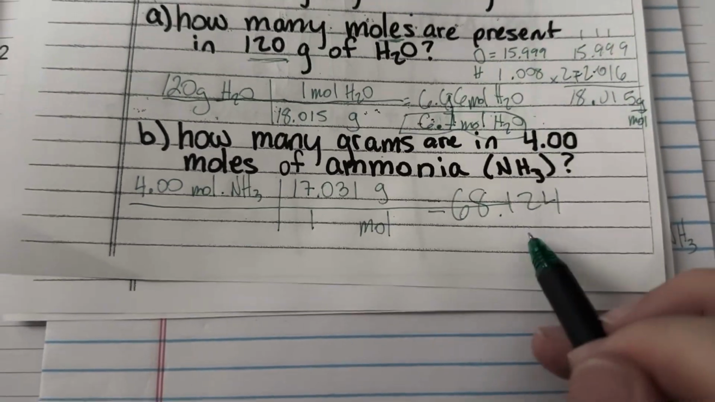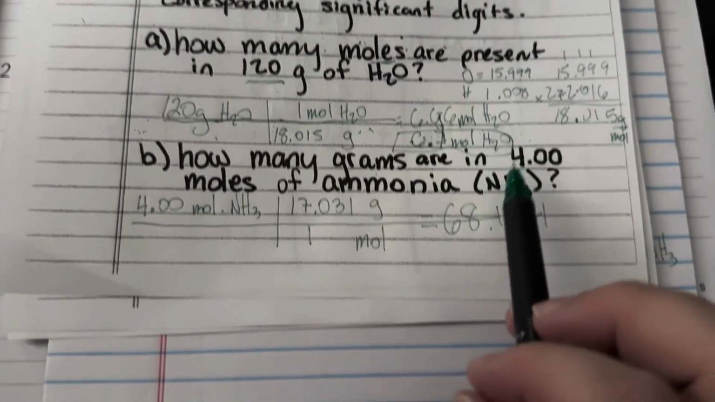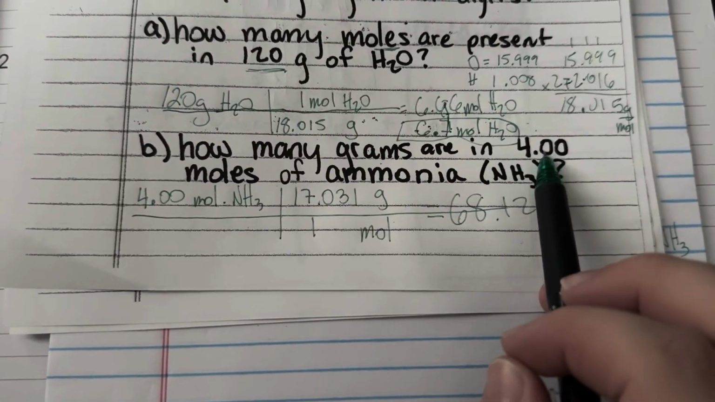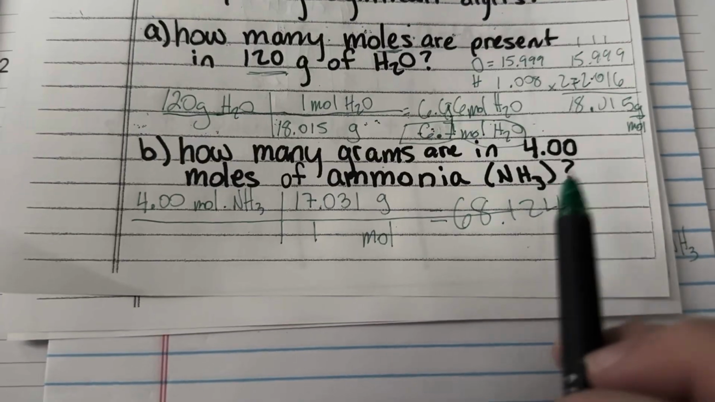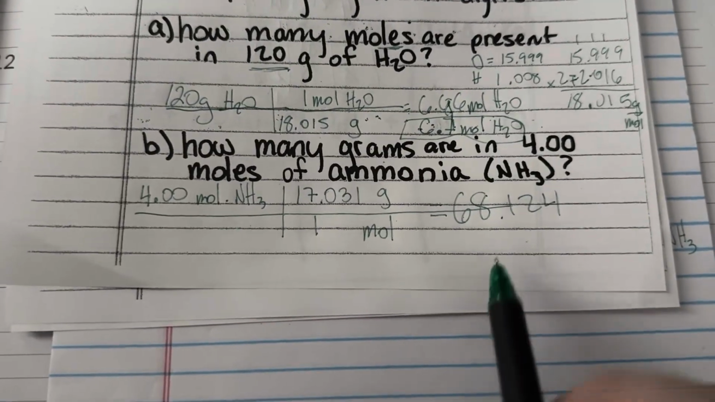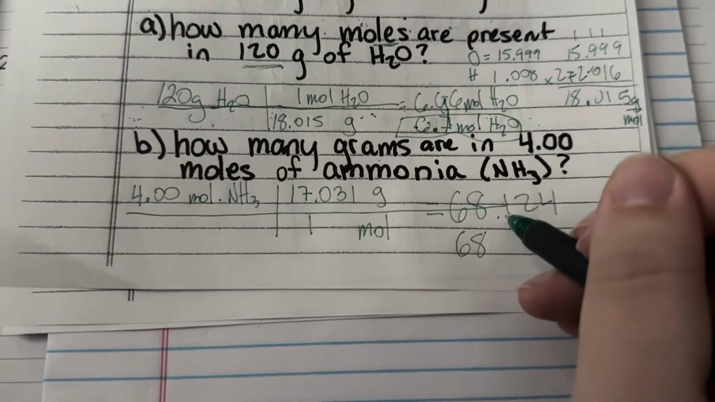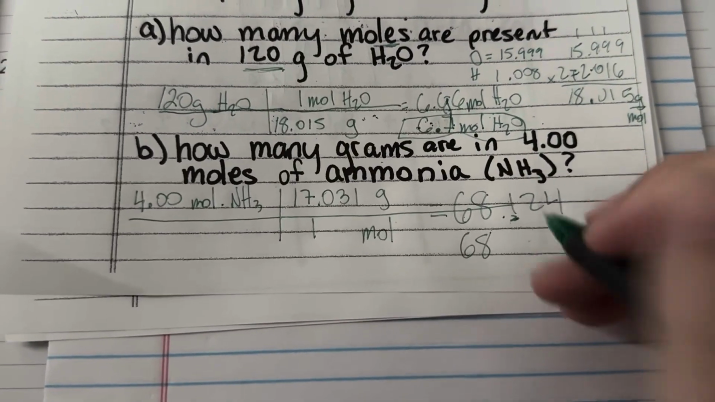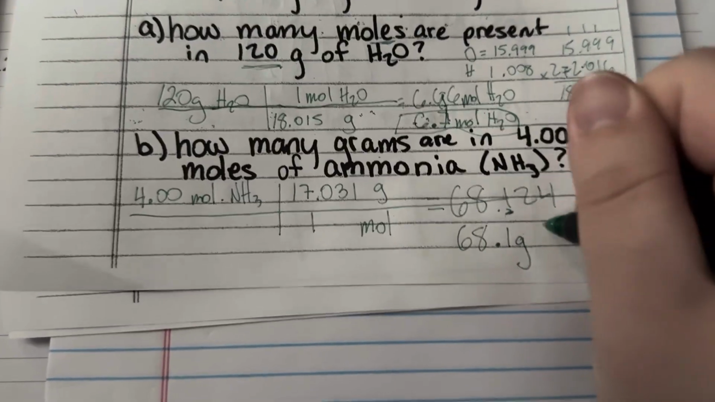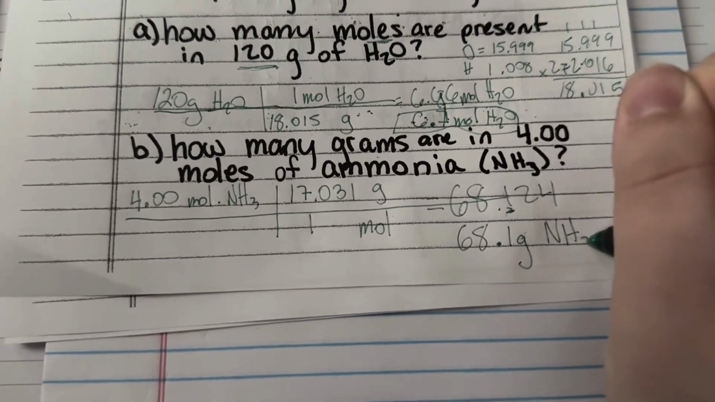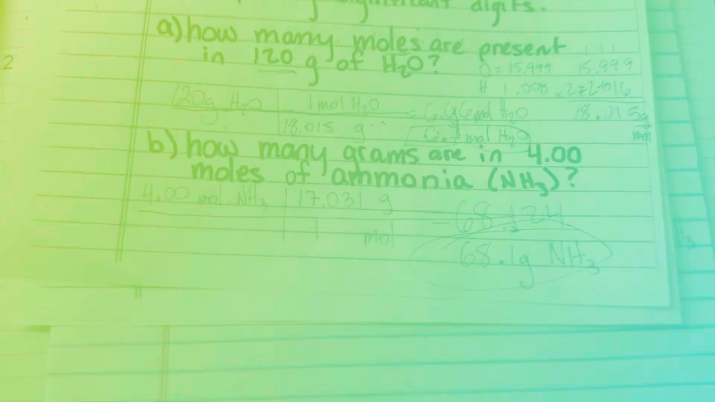Now we can't leave it like this, right? Because we're still using the right number of sig figs. And it says we have 1, 2, 3. There's a decimal, so these zeros after the decimal count. So 1, 2, 3. Our answer should be in 3 digits. So it's going to be 68, and the third digit is this 1. The 2 doesn't make it round up, so it's still 1. 68.1 grams of ammonia. Okay, so that would be our answer.